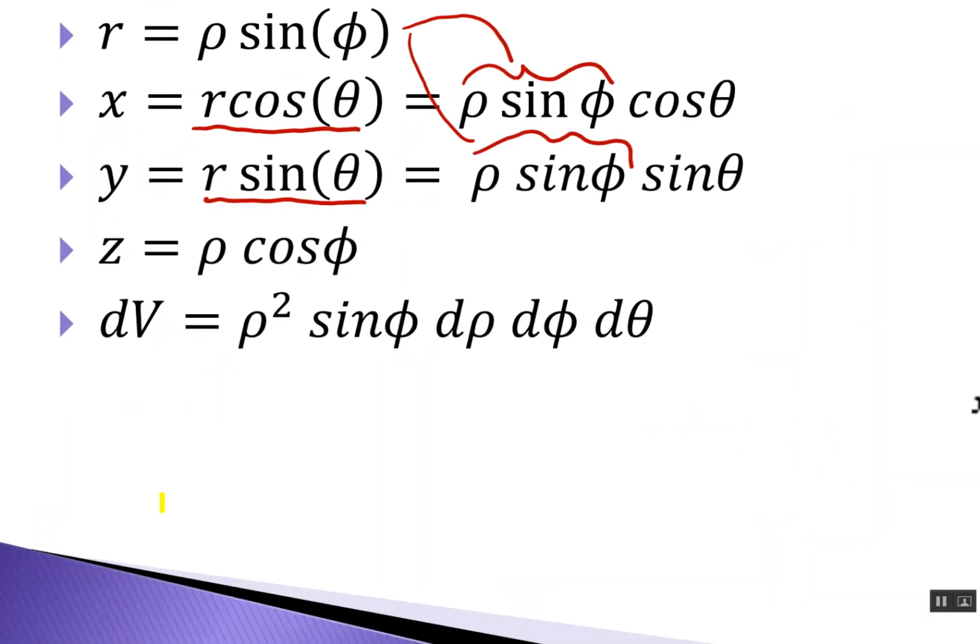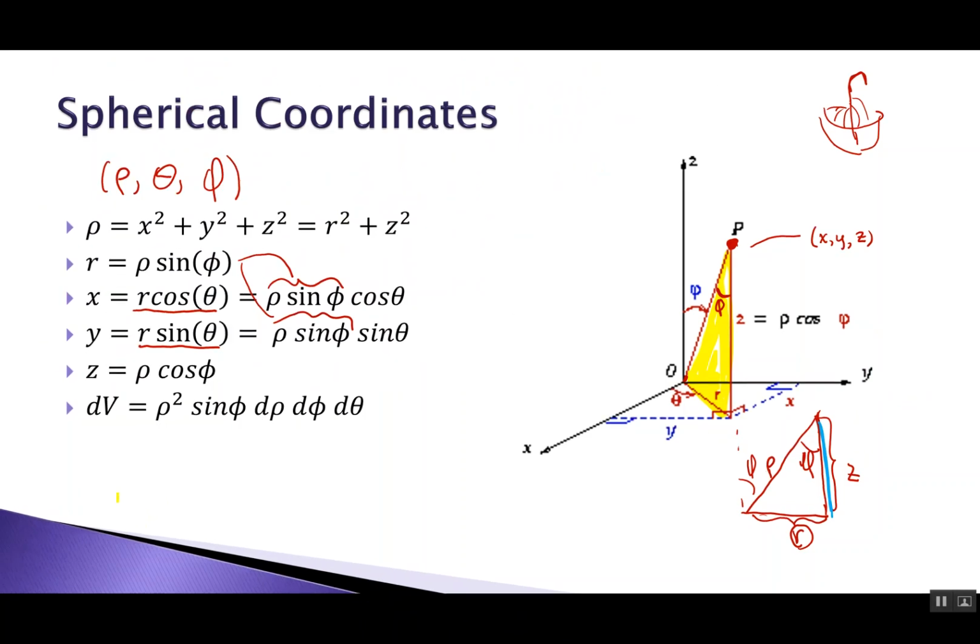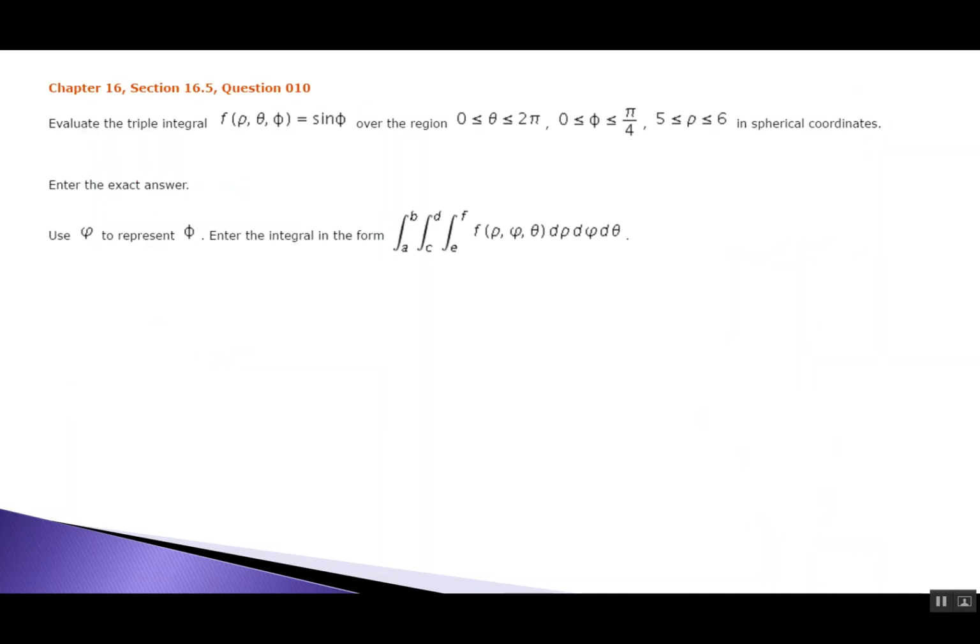And I'll just tell you the dV in this system is rho squared sine phi d rho d phi d theta. We can look at why that is on Tuesday if you want, but I would just remember it. Rho squared sine phi d rho d phi d theta. I know it's a tricky one to remember. Let's look at an example.